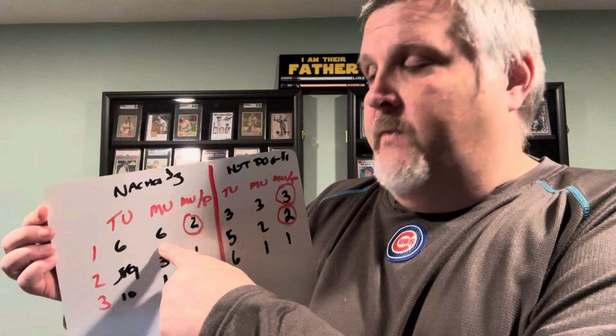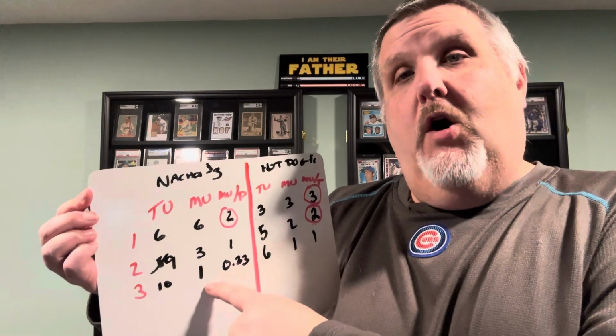For two nachos, it's 9. For three nachos, it's 10. So that means our marginal utility, so one additional, if I buy my first nachos, our marginal utility is 6. If I buy a second nachos, I'm getting 3 more utils. If I buy a third nachos, I'm getting 1 more util.